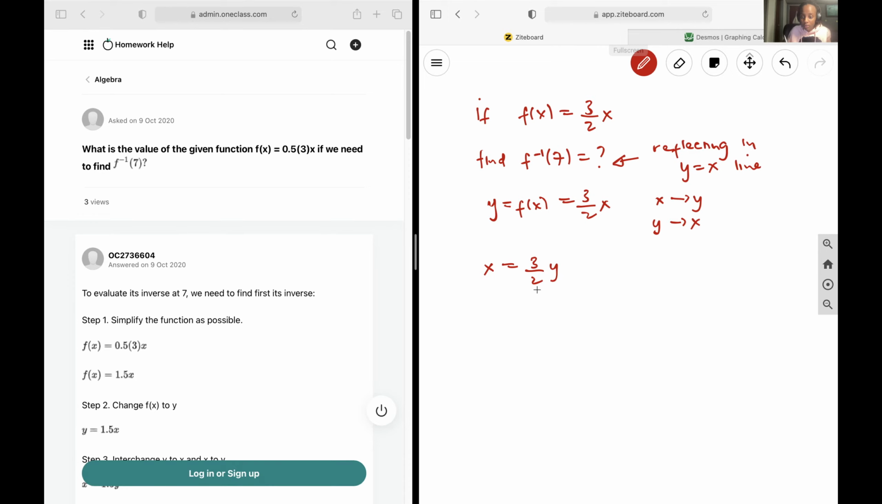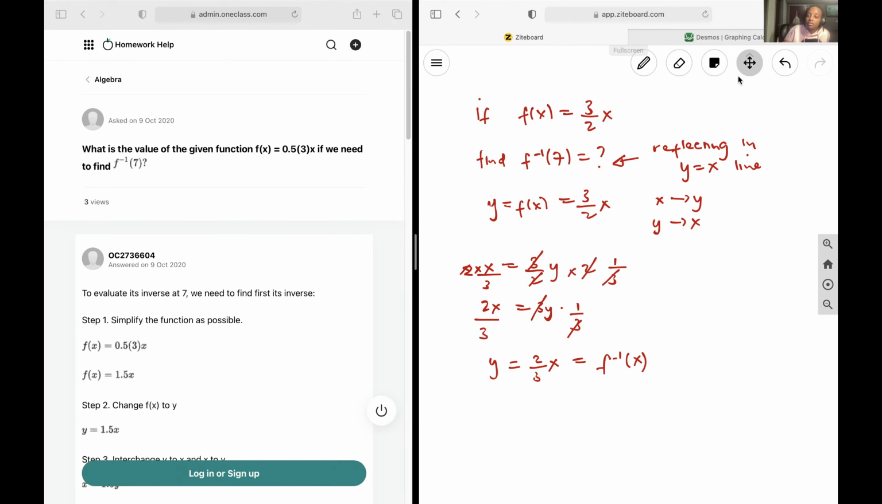Next up, we want to solve for this y. So 2x is equal to 3y. You multiply both sides by 2. And lastly, let's divide both sides by 3. Let's just write that out over here, actually. And we get y is equal to 2 over 3x. But now, at the end, this y is what our inverse function is, equal to f minus 1 of x.